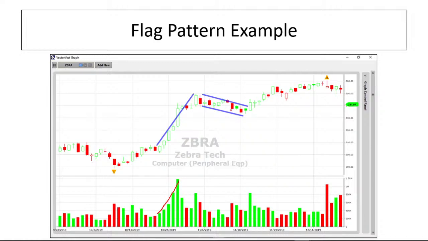You do not take the trade anywhere within the consolidation period. You wait for the breakout above. You wait for that breakout to be accompanied by high volume. There's your trade.